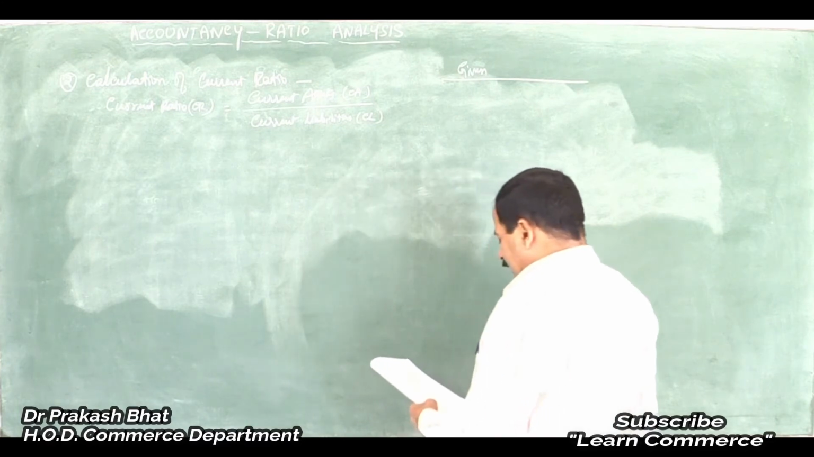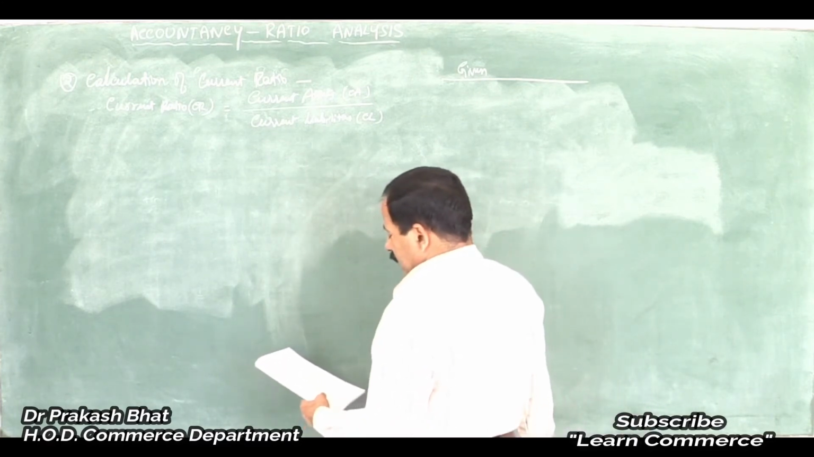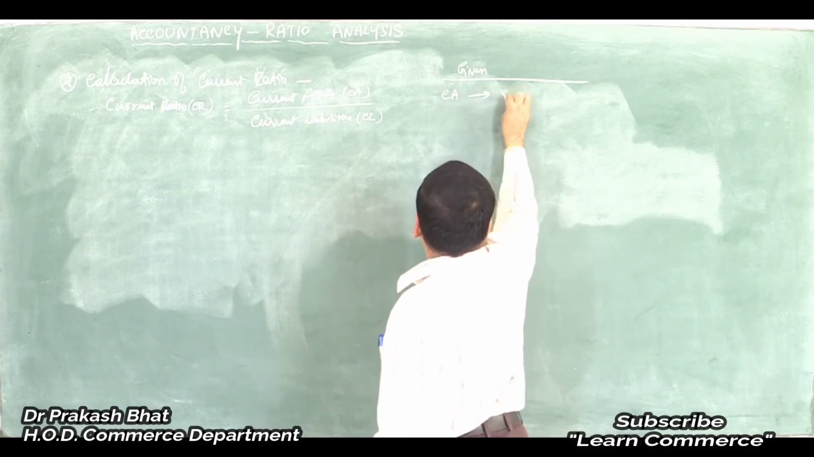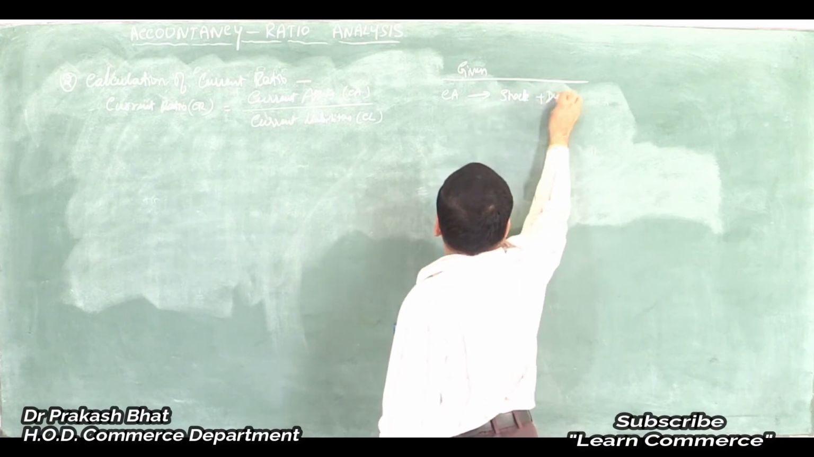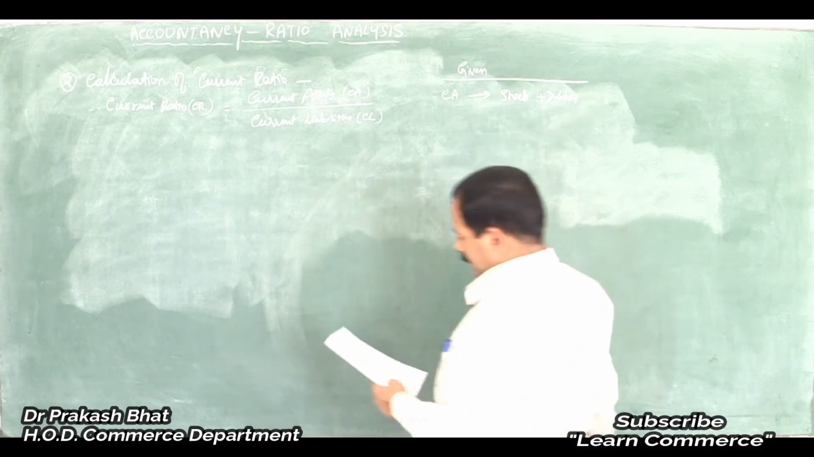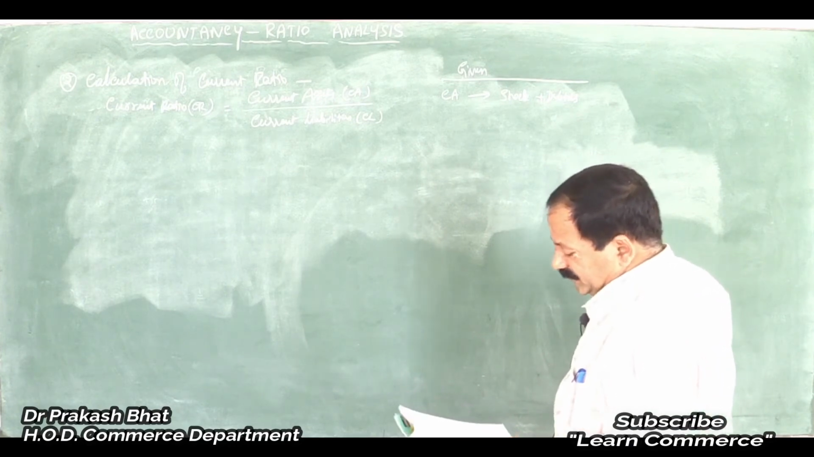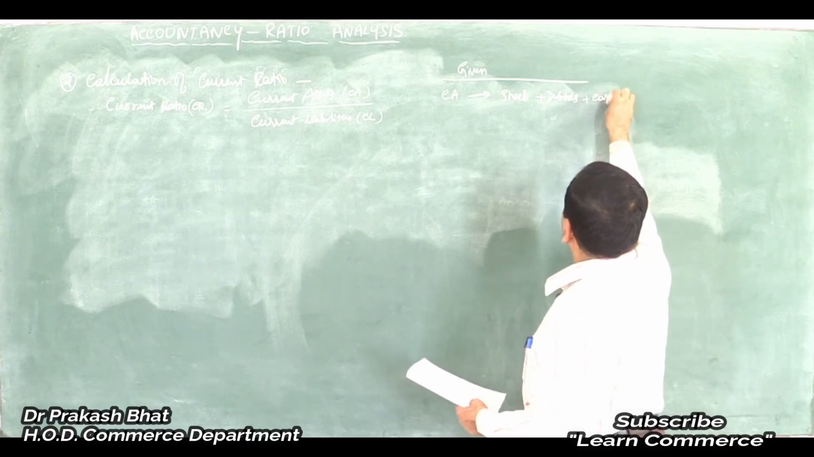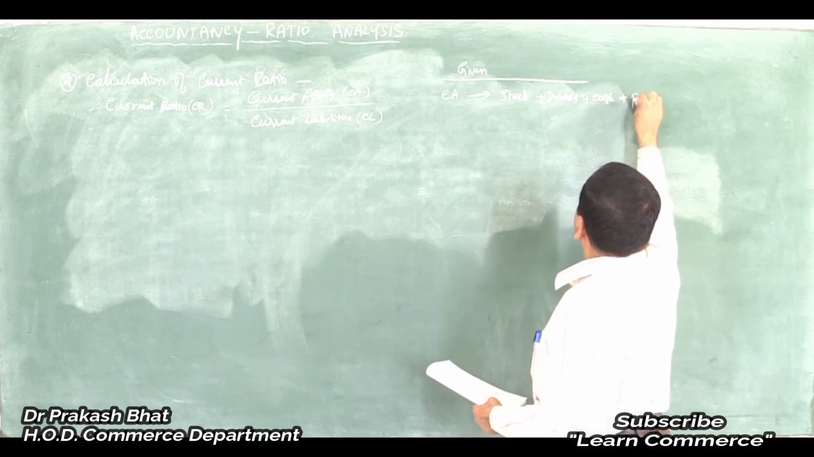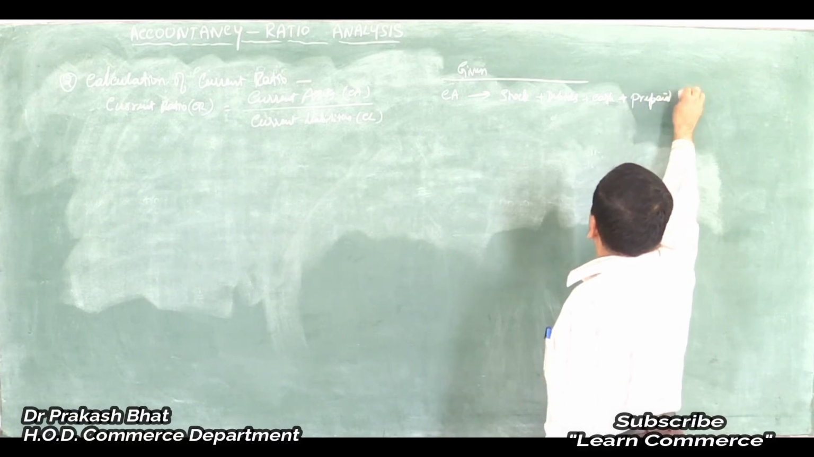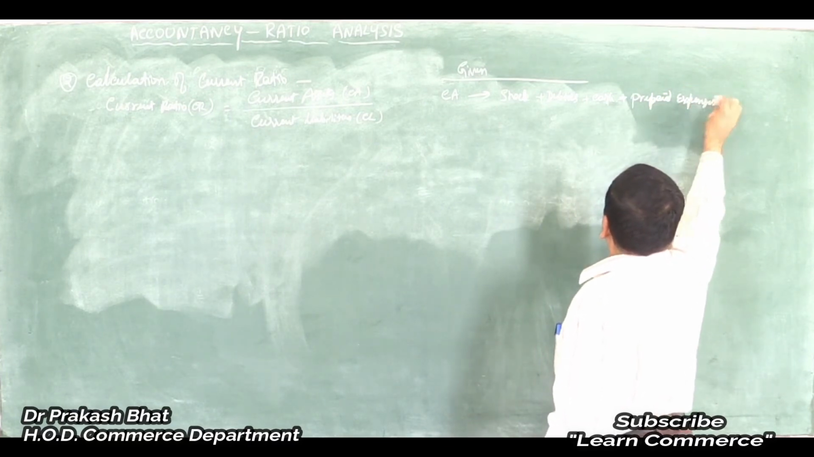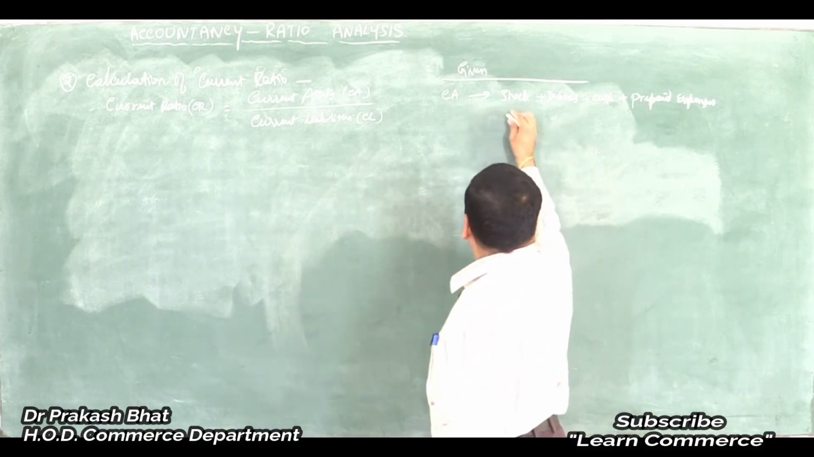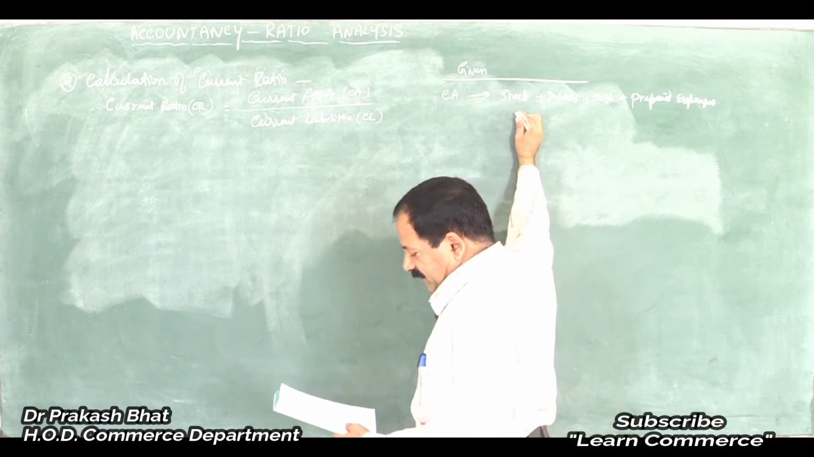What are the items you will take? You will take stock plus debtors, then plus cash, plus prepaid expenses. Am I correct? Yes. Now write the amounts. Stock, how much is it? 1,26,000. Is that correct?